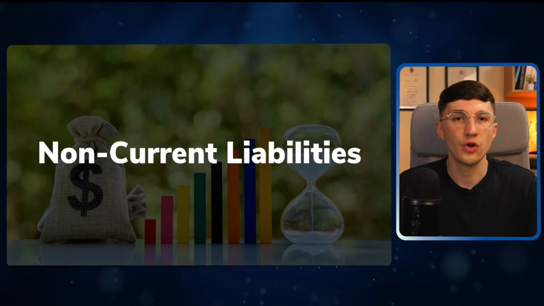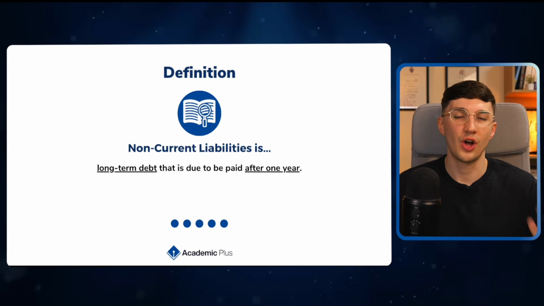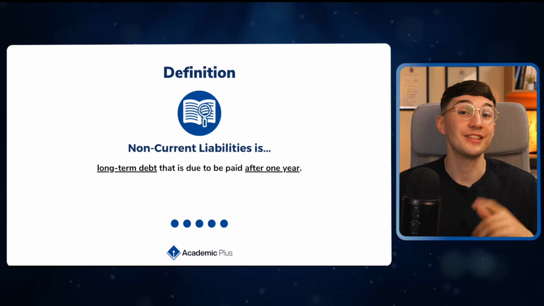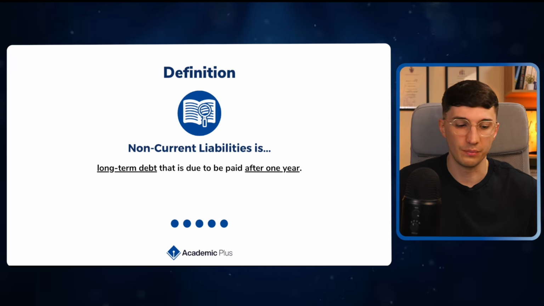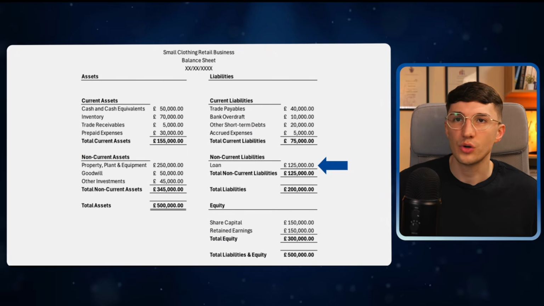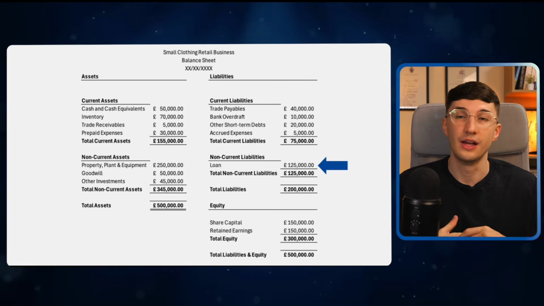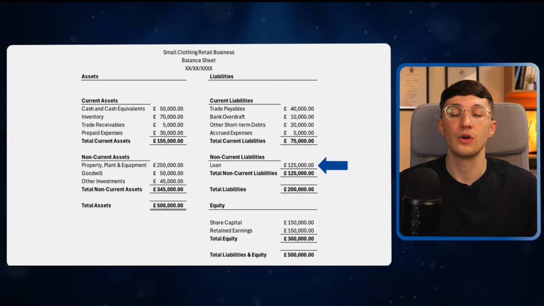And then we have our non-current liabilities. Now, once again, non-current, after 12 months, liabilities, debt we owe, put it together. Non-current liabilities is any debt that the business owes that is not due until after 12 months. Now, the typical example you're going to see is a bank loan, which we know is a long-term source of financing. Now, there could be other examples such as pensions, deferred liabilities, bonds, and so on.